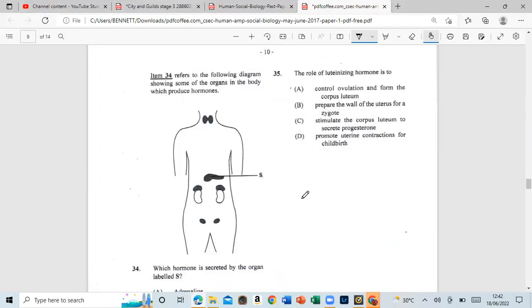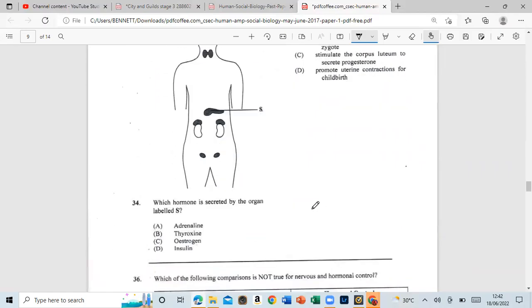34 refers to the following diagram showing some of the organs in the body which produce hormones. Which hormone is secreted by the organ labeled S? Is it adrenaline, thyroxine, estrogen, or insulin?